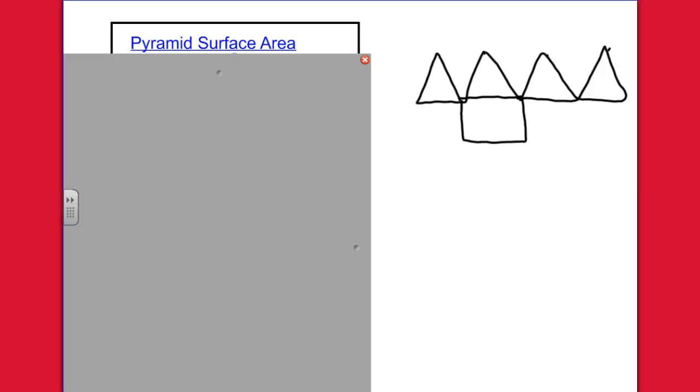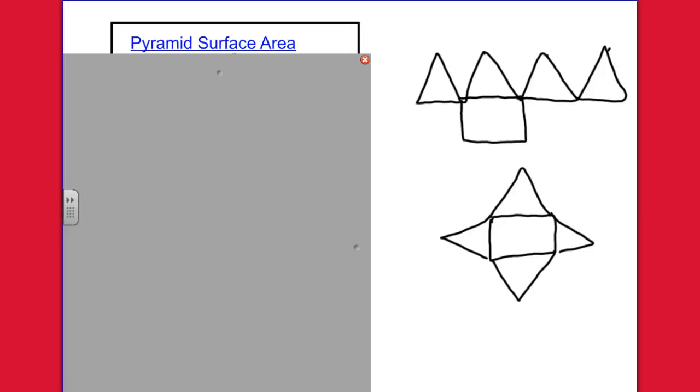Another way that Emily suggested we do it is have our base and then have, you know, a triangle shown coming off each side of that base. All these triangles would have the same height, given what we're doing today.